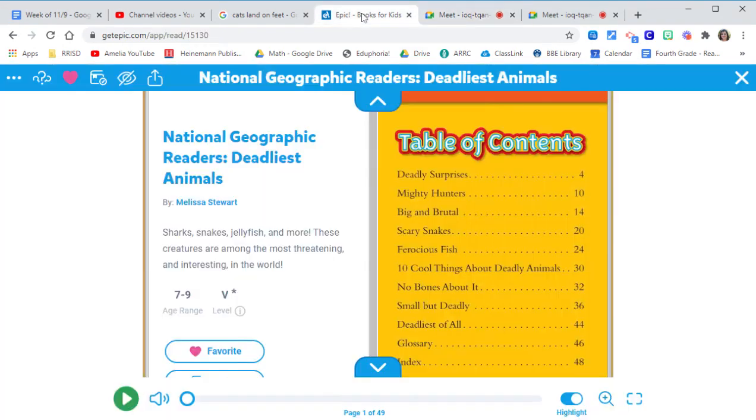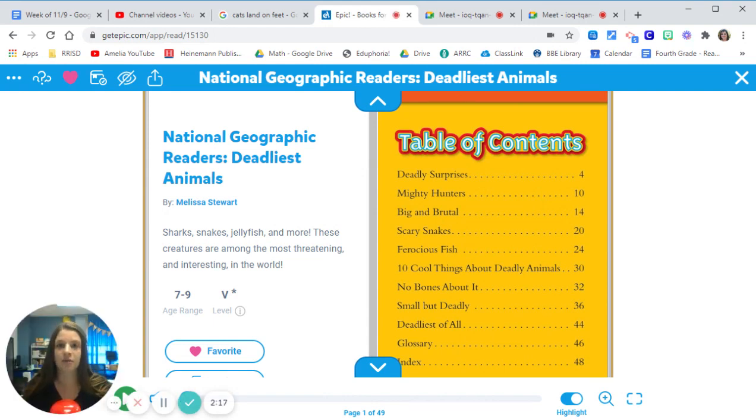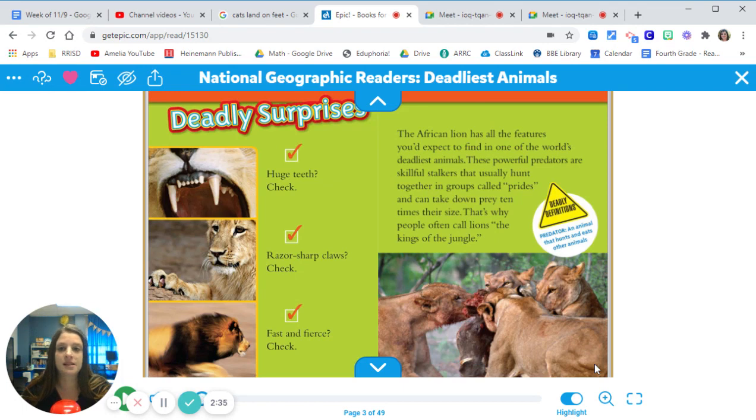So I wanted to take a look at our book, the National Geographic Readers book Deadliest Animals, before we read about the hippopotamus. And so today I just want to browse through this book and see which text features, like text boxes or diagrams or photographs, captions, are in this book to get some ideas. Okay, so this first chapter is called Deadly Surprise. Let's see what they did here.